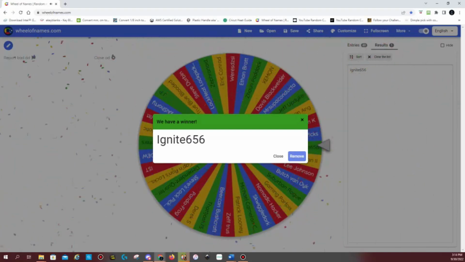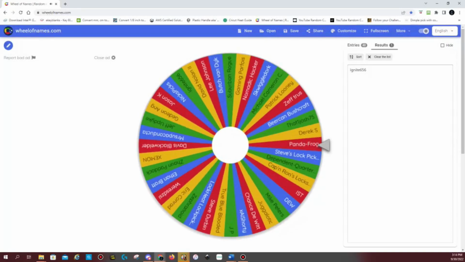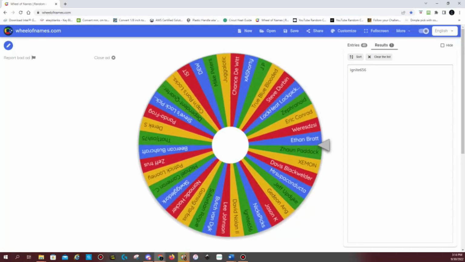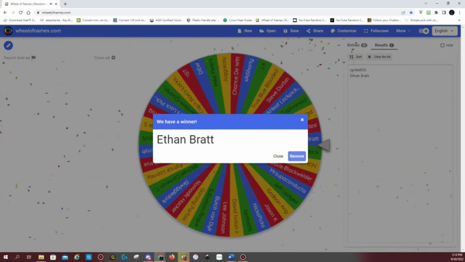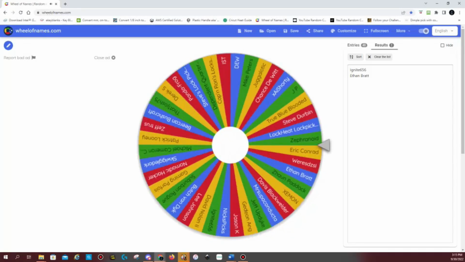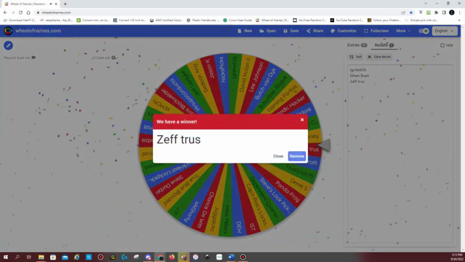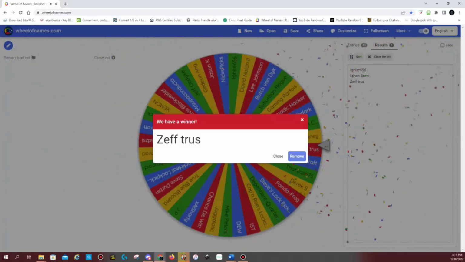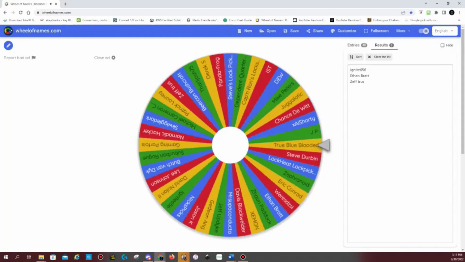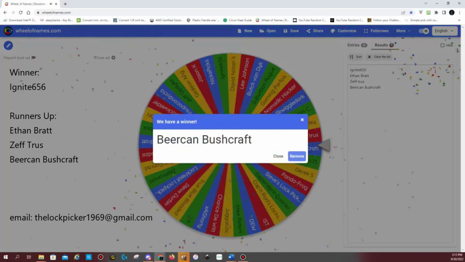Winner is Ignite 656. First runner up, Ethan Brett is the first runner up. Second runner up. Second runner up is Zeph Truss. And the third runner up and final runner up, Beer Can Bushcraft.